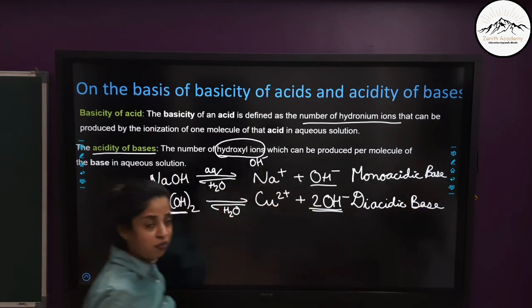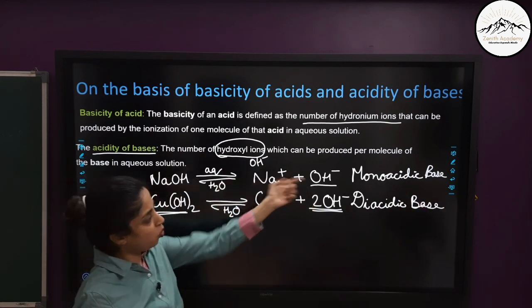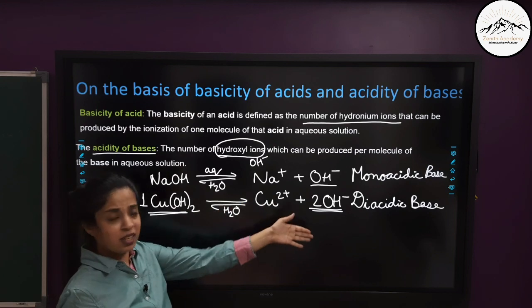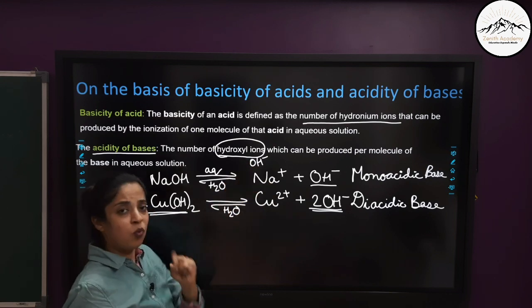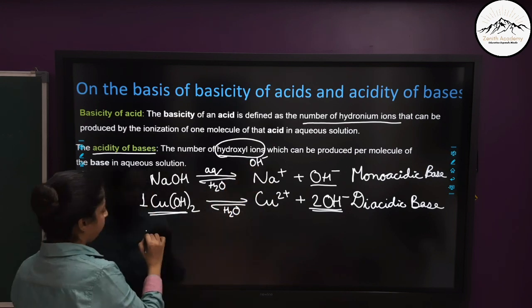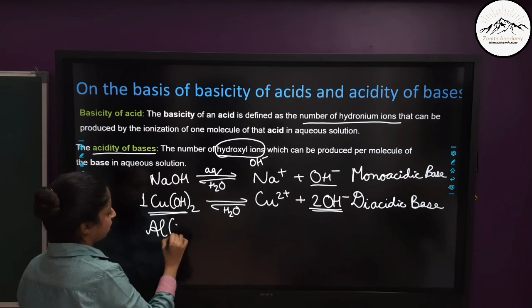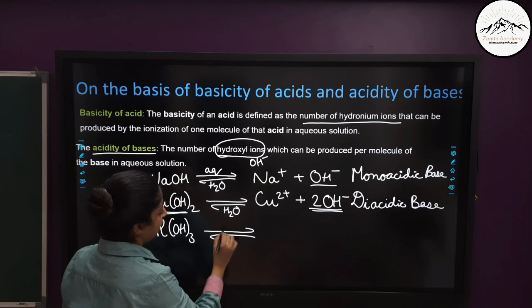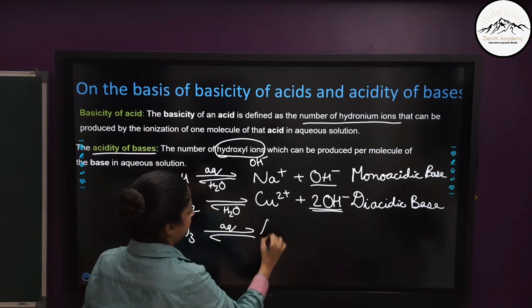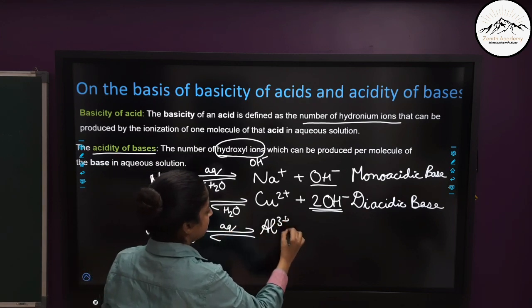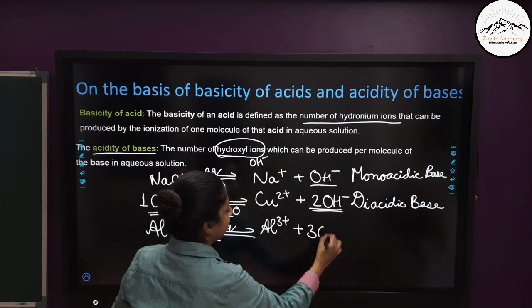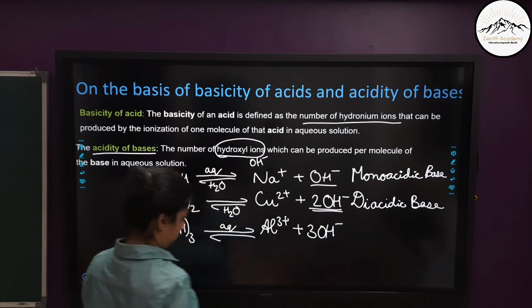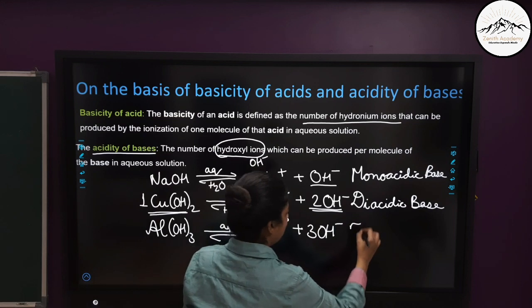Now children, you must have noted that for both monoacidic base and diacidic base, it is a 1-step reaction. Now if you see aluminium hydroxide, this also in aqueous medium gave aluminium 3 plus and 3 hydroxyl ions. So this is a triacidic base.